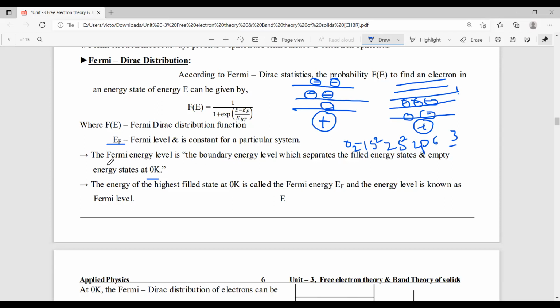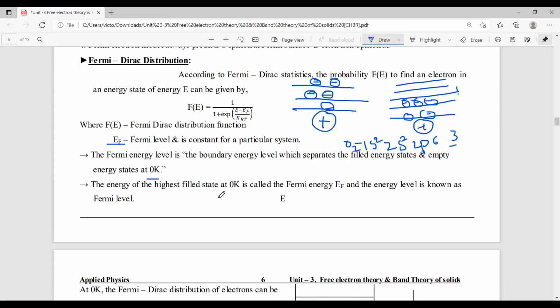So, for understanding the definition of the Fermi energy level, simply, Fermi energy level means below it all the energy levels are completely filled and above it all the energy levels are completely empty. This is only applicable at 0 Kelvin. Okay. So that is the Fermi energy level.